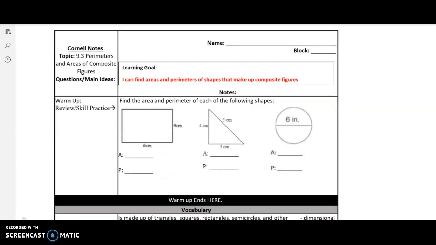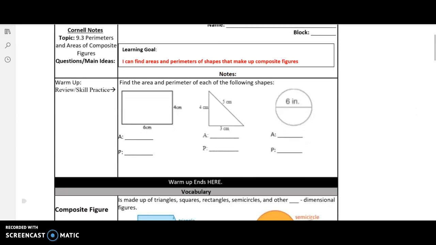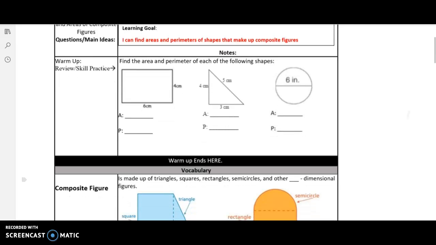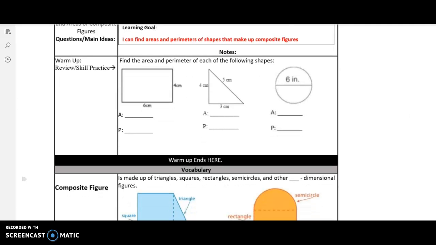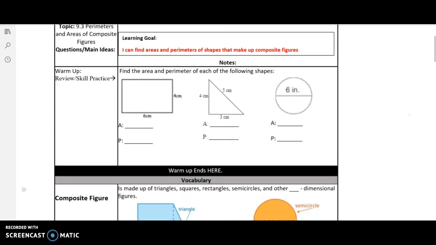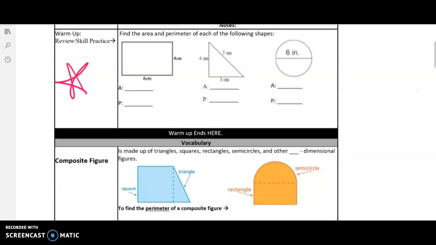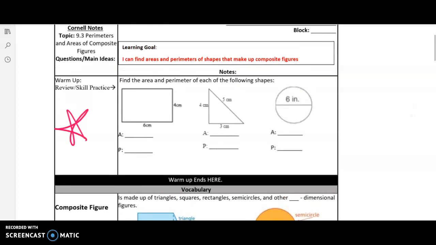Alright, today we're starting 9.3, which is perimeters and area of composite figures. And our learning goal is that I can find areas and perimeters of shapes to make up composite figures. So before you start, I want you to do the warm-up on your own, and then I will be checking this next class. So go ahead and pause the video here to do that.